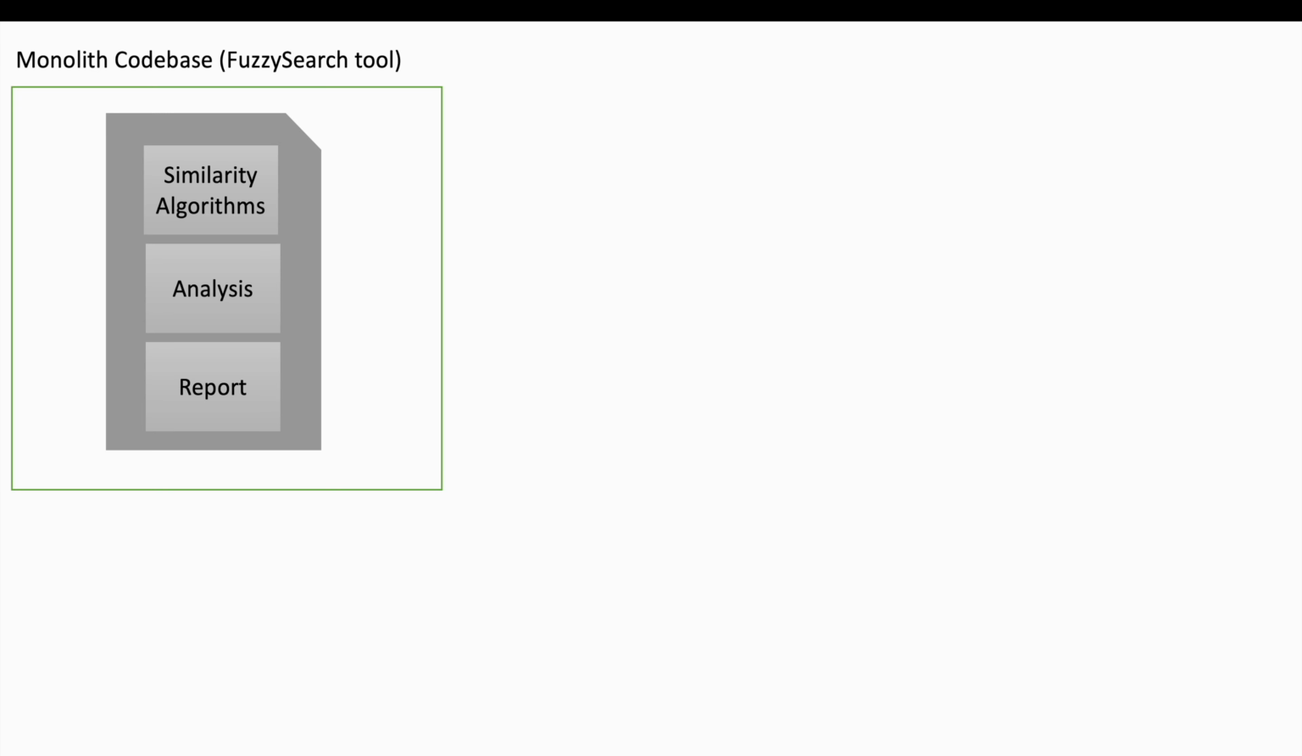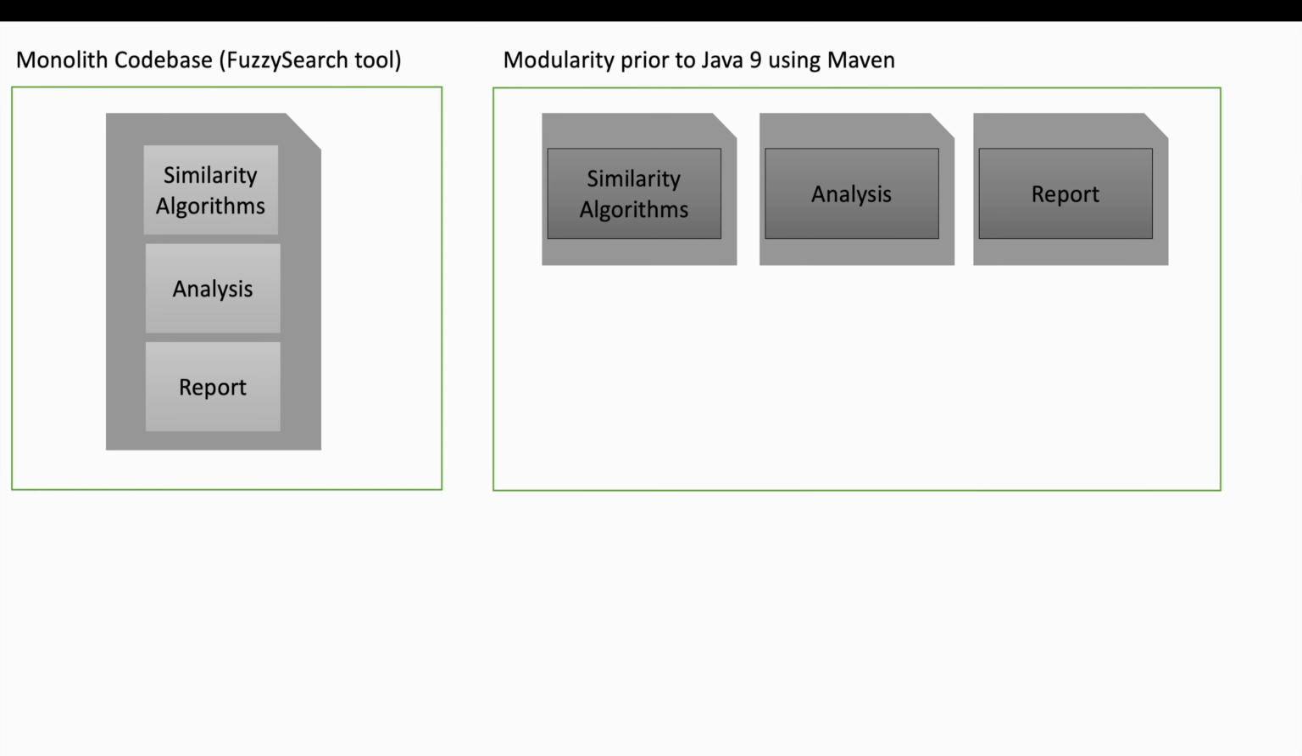So let's have a look at this example. This is a monolith project. It is a fuzzy search tool, and as you see, the algorithm, the analysis, and the reports are implemented in one project. Before Java 9, it was also possible to break down the project into sub-projects. Maven made it even easier, so it was possible to define many sub-projects.